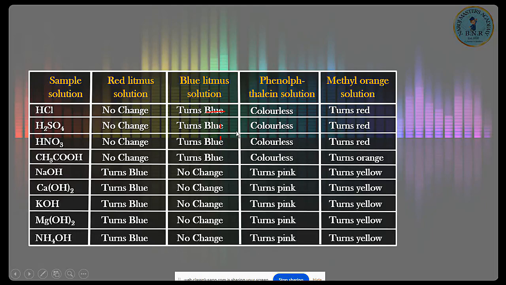So this table you have to remember. These four are not blue, these are acids. They turn red, not blue. This is also red, this is also red, and here it is also red, not blue. Is it clear?